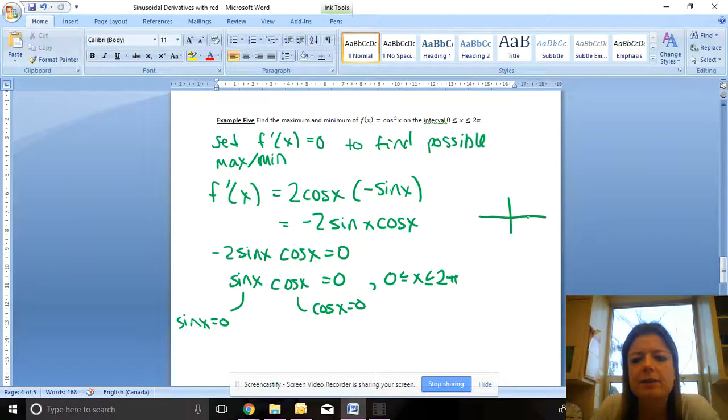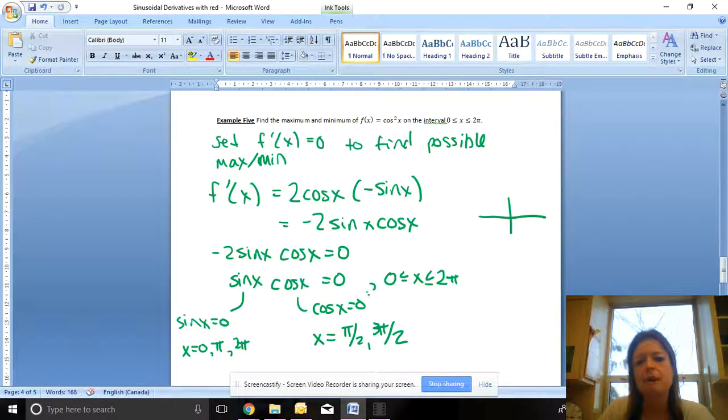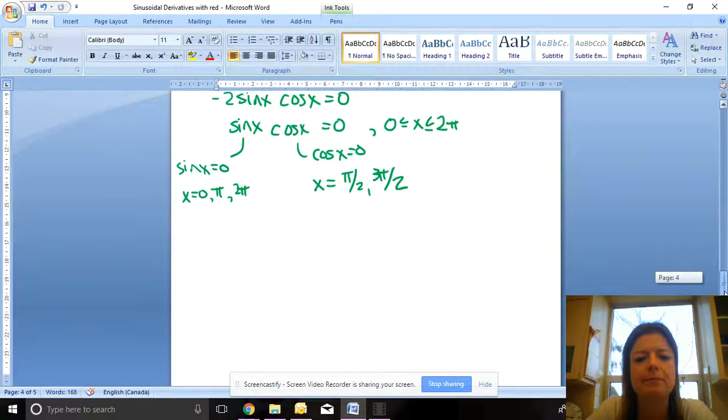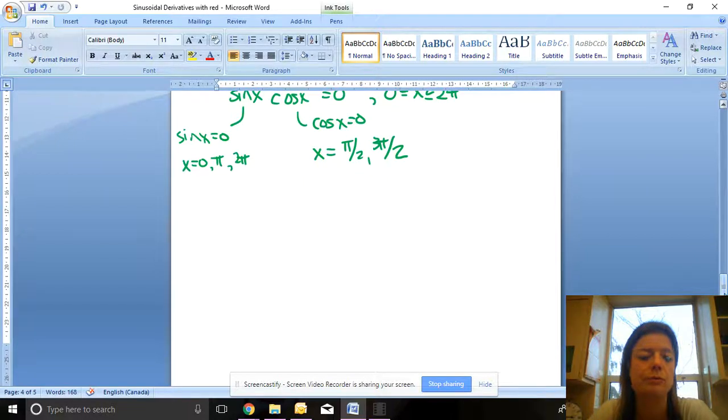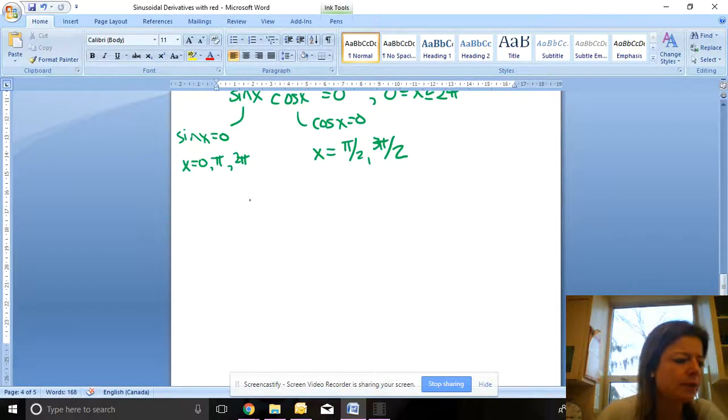Sine x equals 0 anytime where y is equal to 0. So that would be at 0, and again at pi, and again at 2 pi. Or again, you could think about the sine curve when it hits the x-axis. And then cos x is equal to 0 anytime where x is 0. So that's at pi over 2 and at 3 pi over 2. So all 5 of these are possible maxes and mins. They're solutions to the equation where the derivative equals 0.